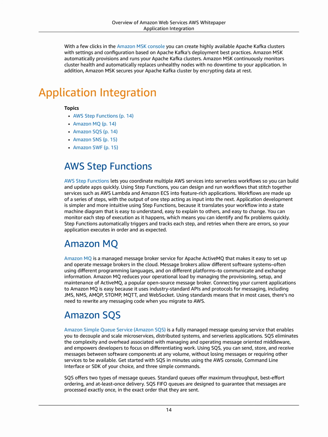Get started with SQS in minutes using the AWS console, command line interface or SDK of your choice, and 3 simple commands. SQS offers 2 types of message queues. Standard queues offer maximum throughput, best effort ordering, and at least once delivery. SQS FIFO queues are designed to guarantee that messages are processed exactly once, in the exact order that they are sent.